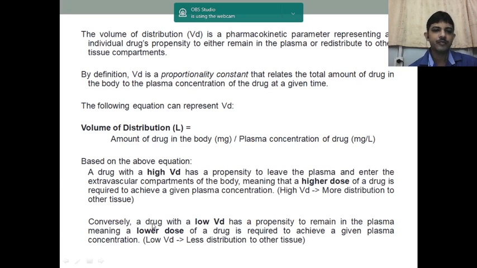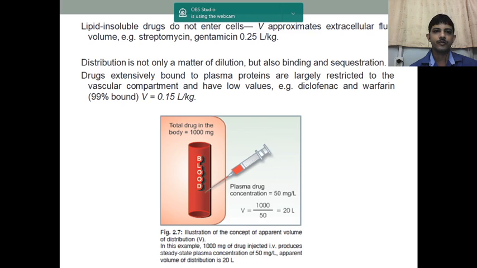Conversely, if any drug has a low volume of distribution, then more of it will remain in the plasma, and we require a low dose of the given drug to get the desired plasma concentration. So low Vd means less distribution into the other tissues. Generally, lipid soluble drugs do not enter cells, and Vd is approximately the extracellular fluid volume.